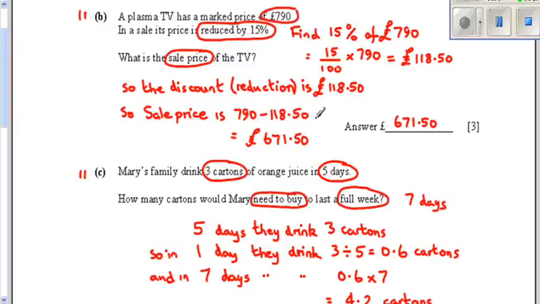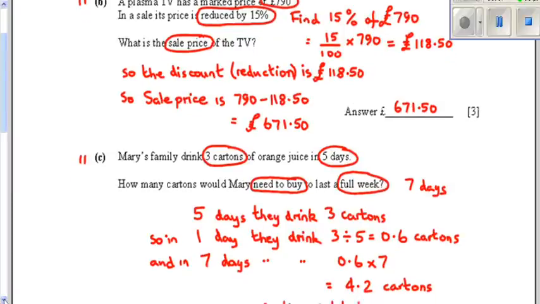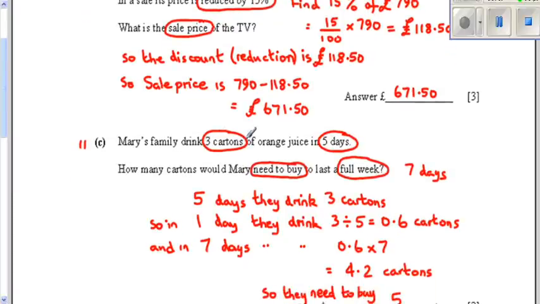So 790 take away 118.5 is 671.50, and that's your answer for the sale price. 11c then, we've got Mary's family drinks 3 cartons of orange juice in 5 days. How many cartons would Mary need to buy for a full week?